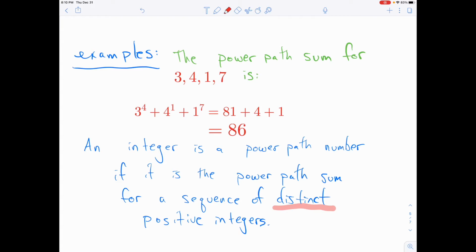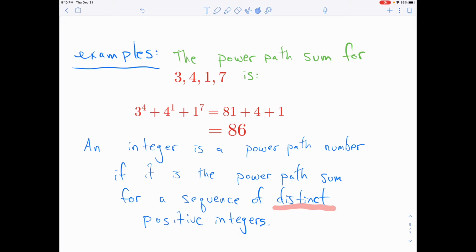And the reason I'm going for distinct here is because if the numbers in the sequence were all allowed to be the same, I could just have a bunch of ones consecutively, like this. And then I could arrange for any number to be a power path number. So I'm trying to forbid this situation. One way to forbid it is just to not allow the numbers in the sequence to be the same. There's other ways you could define it if you like, but I've chosen this one for now.